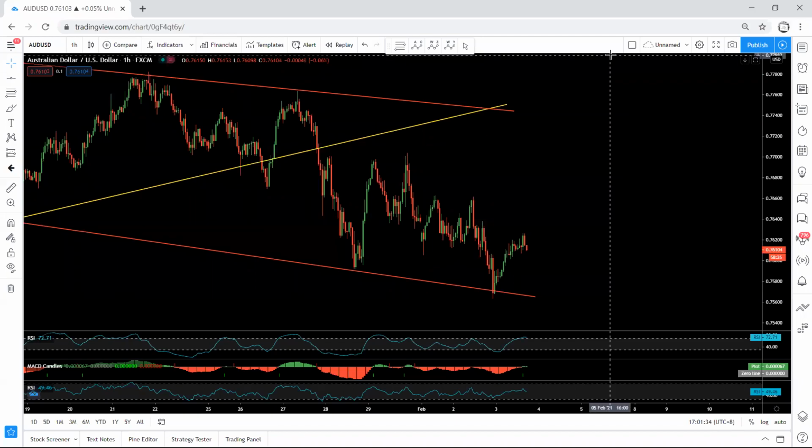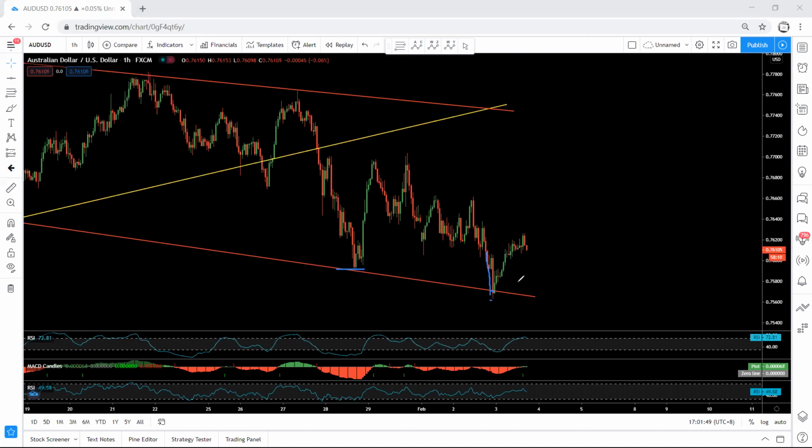Aussie USD, we start with the 1 hour chart. If you refer back to my last video when the price was within this range, I mentioned that we are looking for the buy, but before we take the buy, we want the price to break this low or come to this trend line.